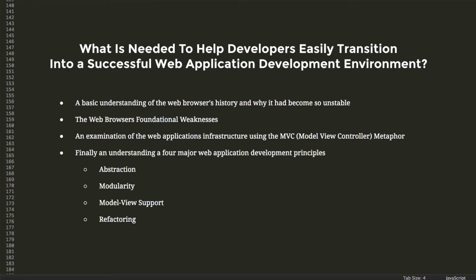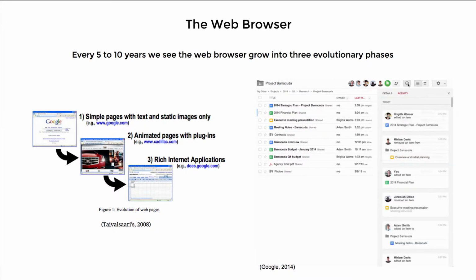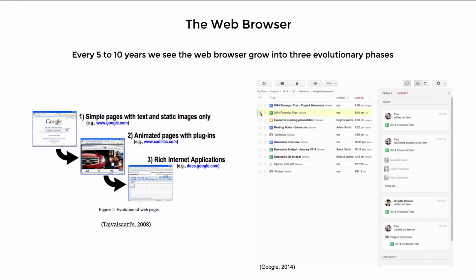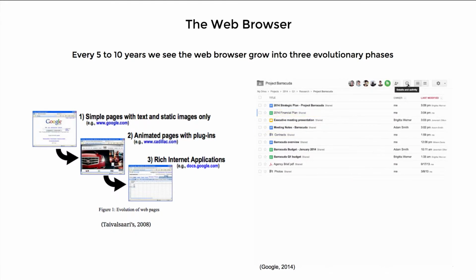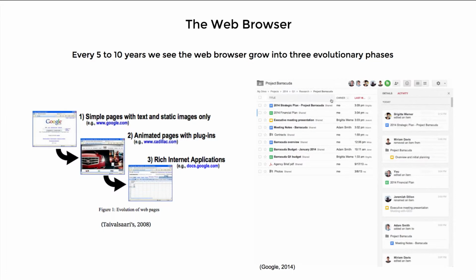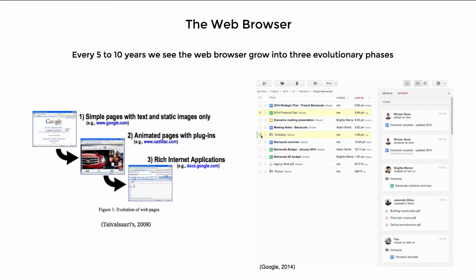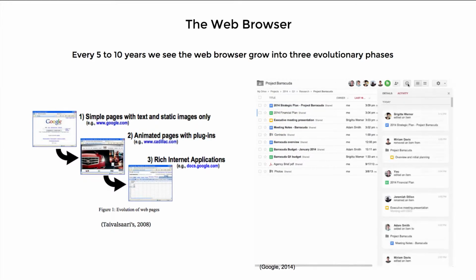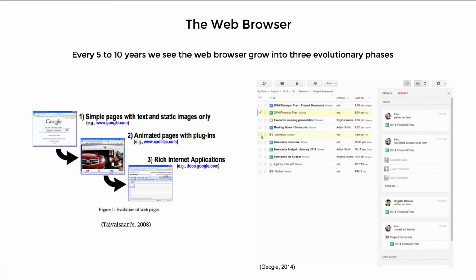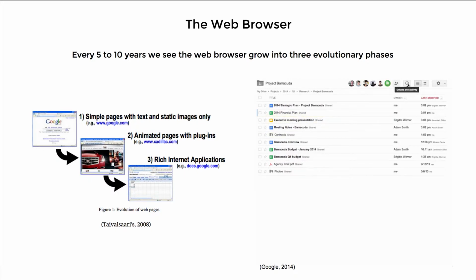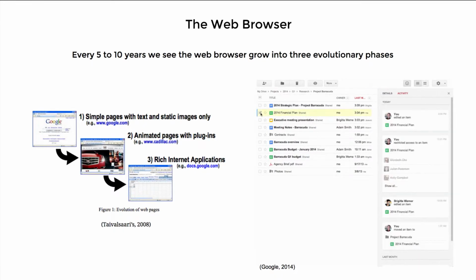Starting with the development of the web browser, we can see a pattern start to emerge about every 5 to 10 years. We see the web browser evolve. When it was first introduced, we saw a lot of text and static images. That was essentially what the web was. 5 or 10 years down the road, we start to see animated pages and plugins. Not as dynamic pages, but still starting to make web pages feel like they have life. Fast forward to now, where you can see rich internet applications. Here on the right is an animated GIF of Google Drive, which is a very popular web application.